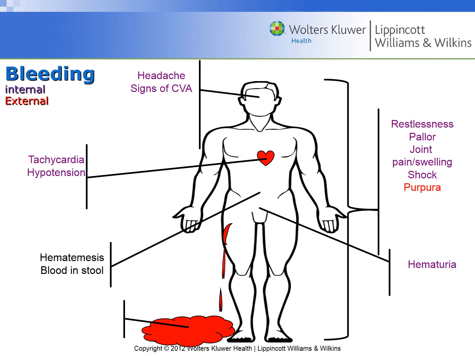So external, purpura, purplish patches on the skin. Right? Petechiae, little red dots. Your book has a great picture in there showing the little burst vessels that are petechiae. Epistaxis, nosebleed, bleeding from the gums. That is external bleeding.